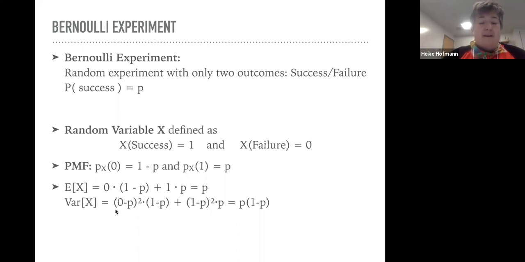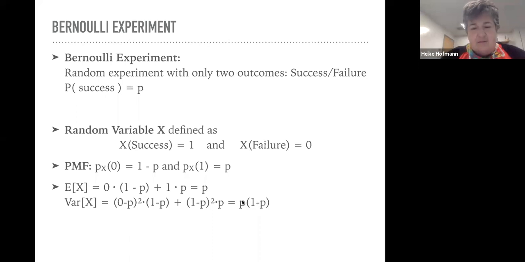And for the variance, we look at the difference between each outcome and the expected value. We square that, multiply by the probability for this outcome, and then repeat the same thing for the other outcome. And that gives us a variance of p times 1 minus p.